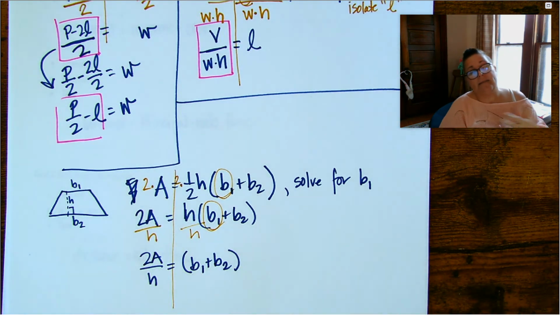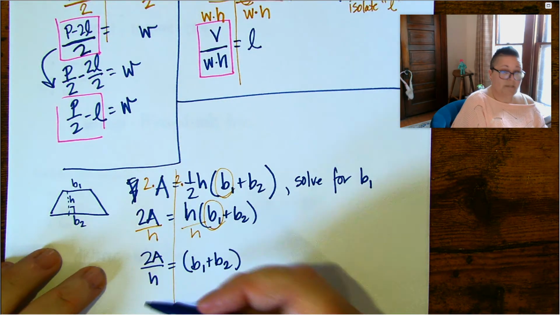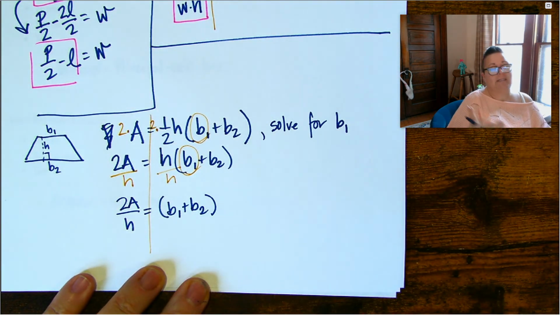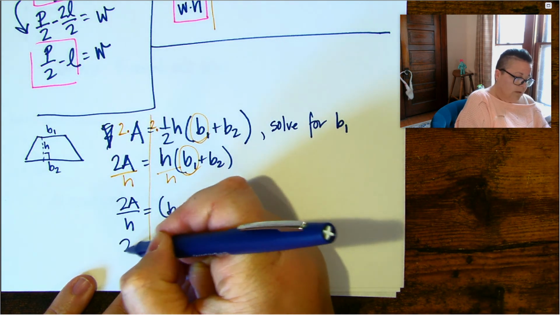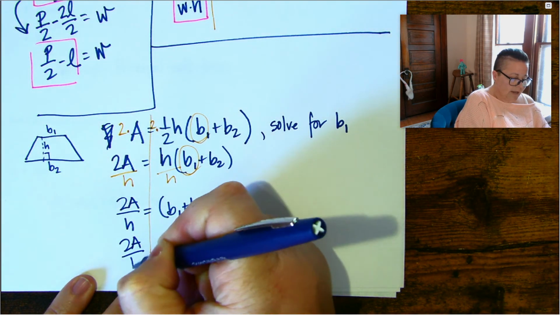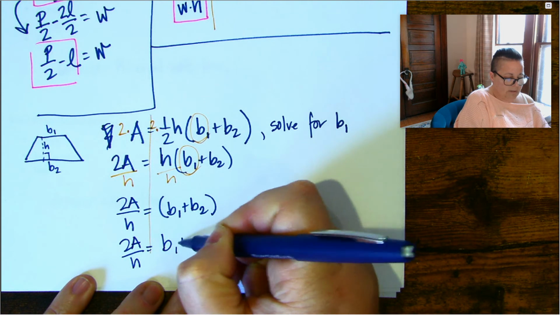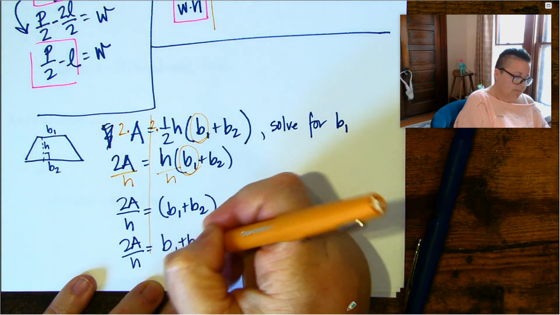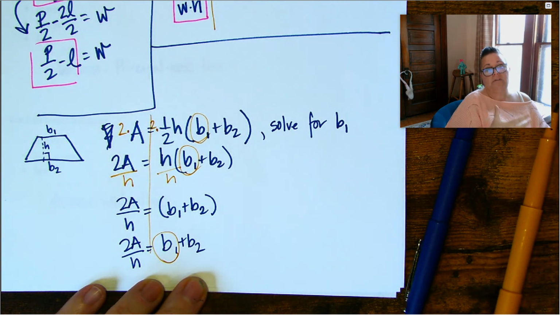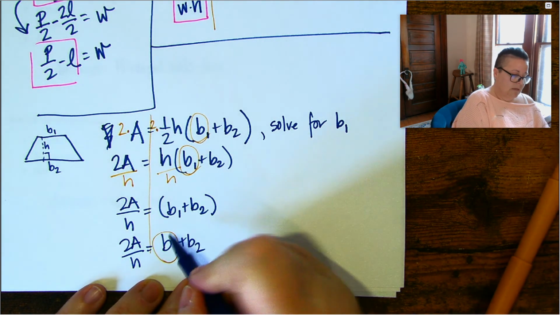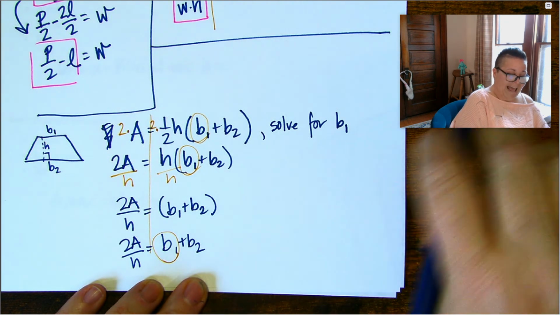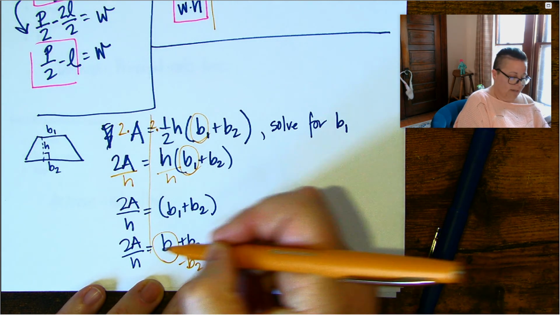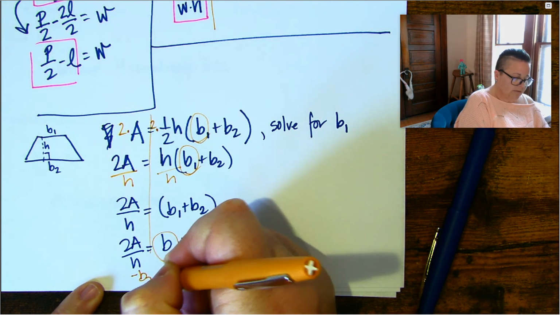The problem is, at this point, I don't need the parentheses. They're redundant. They're not doing anything. There's nothing left on that side except the B2 it's hiding with. So I'm going to rewrite this as 2A over H is equal to B1 plus B2. What are we looking for? What are we trying to isolate on this side? The B1. And because we're trying to isolate that B1, it's being added to B2. So I'm going to subtract B2. And if I subtract that from the right side, I must also subtract it from the left side.